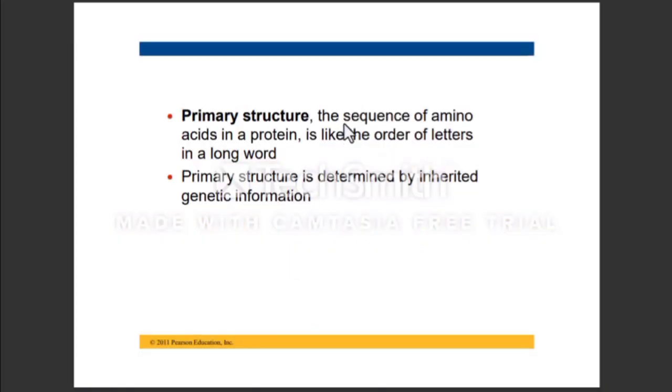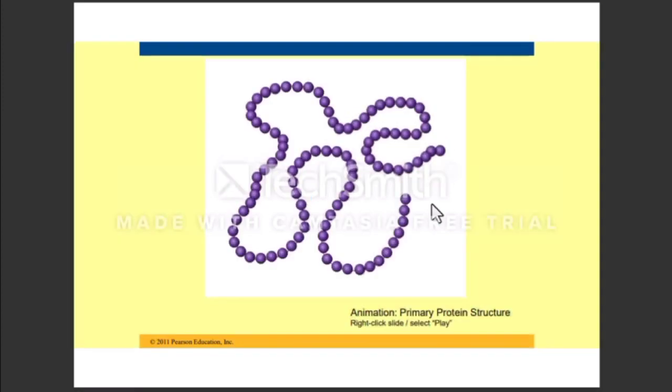So we say the primary structure is a sequence of amino acids in a protein and is like the order of letters in a word. The primary structure is determined by inherited genetic information. So the primary structure is determined by the DNA sequence or the RNA sequence. Okay, the sequence of bases found in our RNA is what codes for the primary structure of our amino acids. So for example, here you can observe some different amino acids that are bound together to form a polypeptide chain.